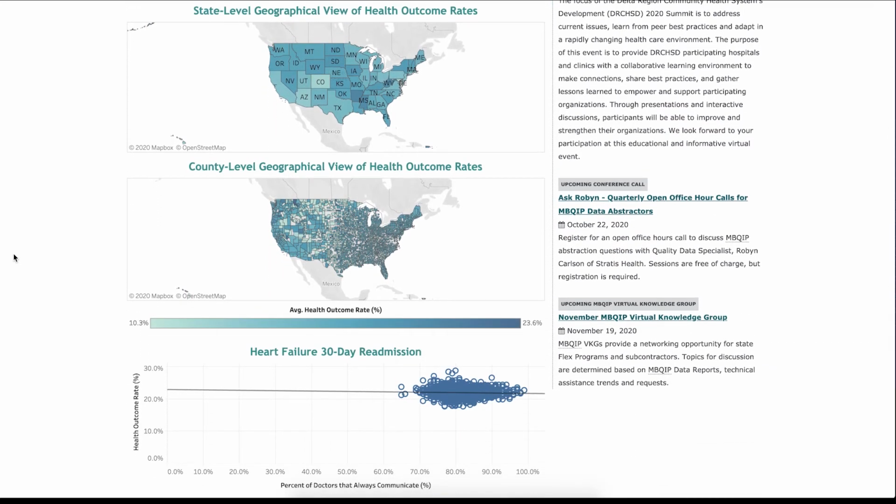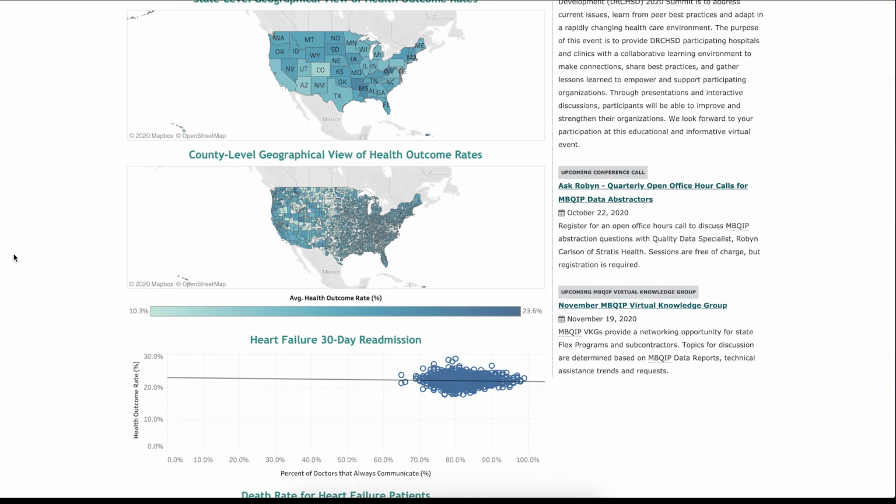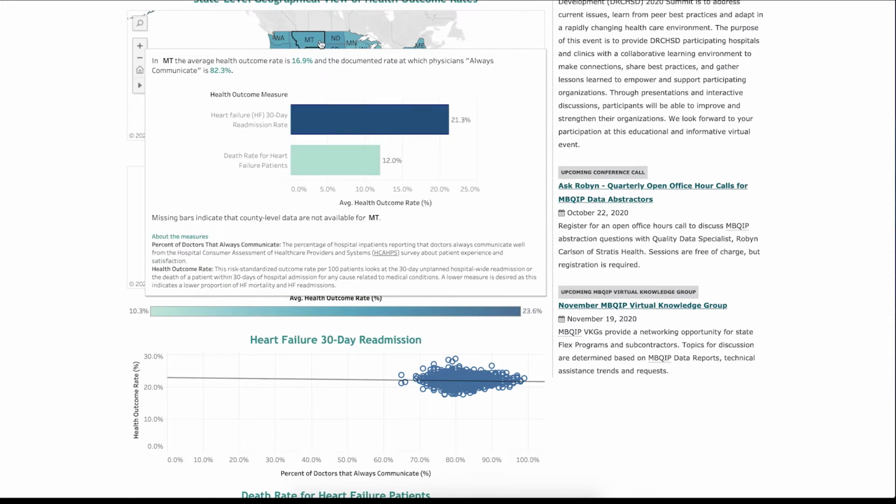The two geographical maps in our dashboard display the average of heart failure health outcome rates, specifically readmission and death rates. The data in these graphs are aggregated at the state and county level. Hovering over the state map will display a sentence interpreting the findings at the state level. Hovering over the county map will display a sentence interpreting the findings at a county level.